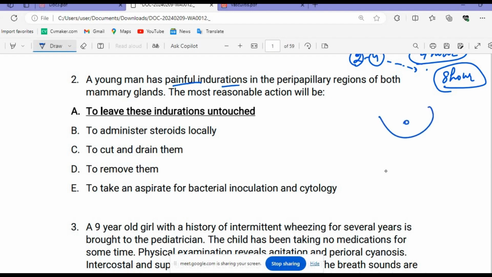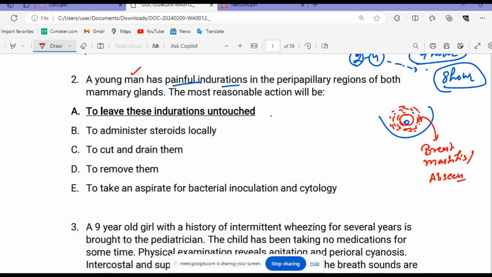If you have the breast, and we have the peripapillary regions of both mammary glands, if there is any redness around the areolar regions, if anything is inflamed around the breast, normally this condition is seen in females, but let's discuss it according to the male. Around the areola, in the peripapillary regions, there is some inflammation. So one condition is breast mastitis, or there can be abscess formation.